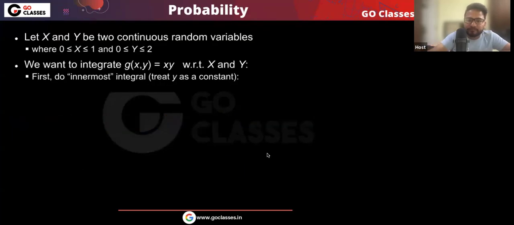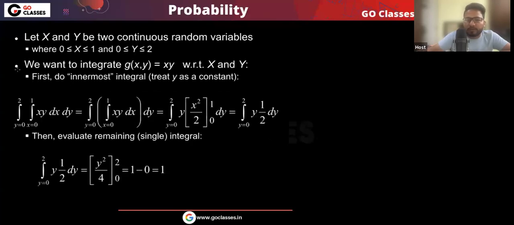Okay, let's see. Suppose x and y are two continuous random variables where x is from 0 to 1 and y is from 0 to 2, and we want to integrate, let's suppose, g(x,y) equal to xy with respect to x and y. Let's see how to do it. First, we do the innermost integral, treating y as constant. Whenever you are integrating with respect to x, treat y as a constant. Then the integration of x is x square by 2 and y is as it is, right? The limits are from 0 to 1. You put the limits from 0 to 1, it will be 1 by 2. And now you do the integration of this.